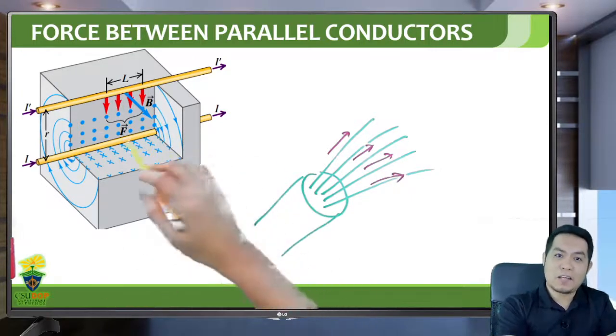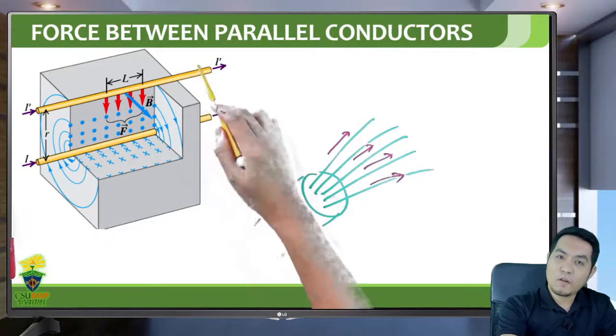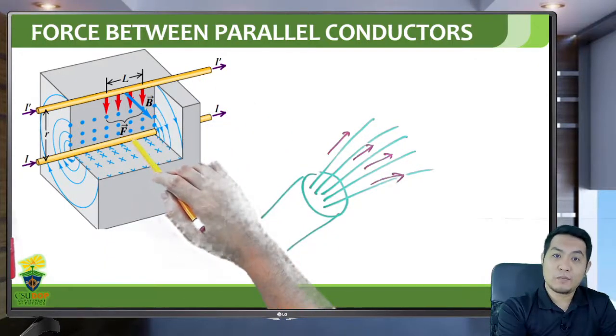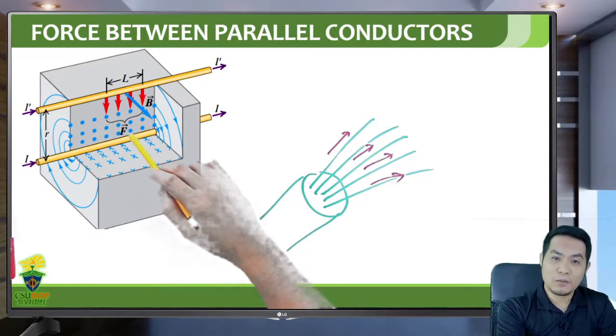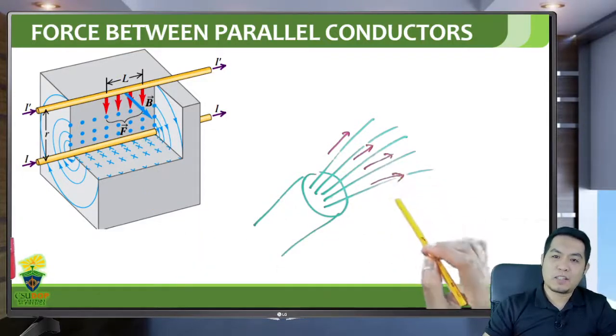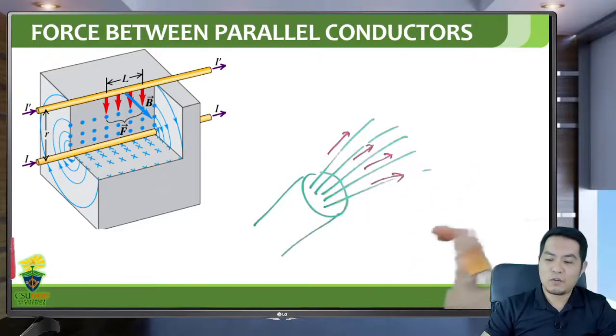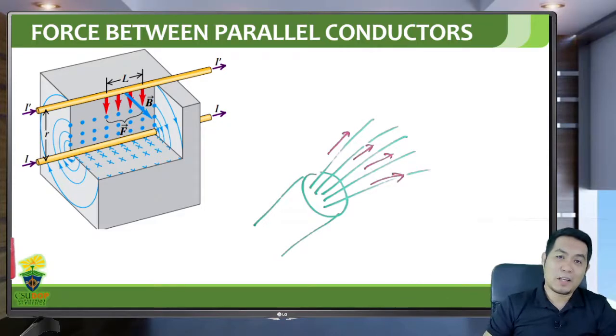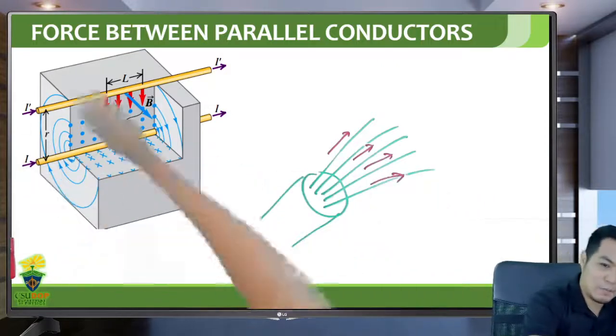In a similar manner, since this upper wire is also a source of magnetic field, it will also exert a force on the lower wire, and the force is also attractive. So the force between these parallel wires is attractive. When current is flowing through these wires, they will stick to each other like magnets, essentially. They will exert an attractive force between them.